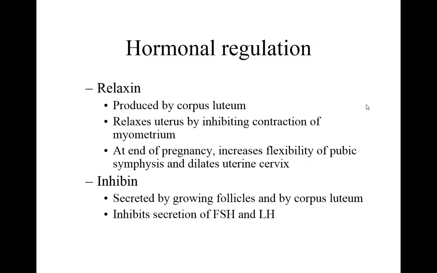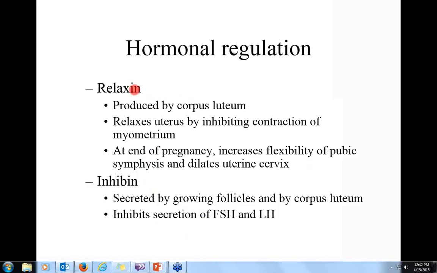Now we'll talk about relaxin. Relaxin is produced by the corpus luteum, and it relaxes the uterus, inhibiting contractions of the myometrium. So it keeps the uterus still. And at the end of pregnancy, it also increases flexibility in the pubic symphysis, so the pelvic brim can enlarge and help the baby pass through. And it dilates the cervix. And then inhibin, just like in males, inhibits the secretion of follicle-stimulating hormone and luteinizing hormone.